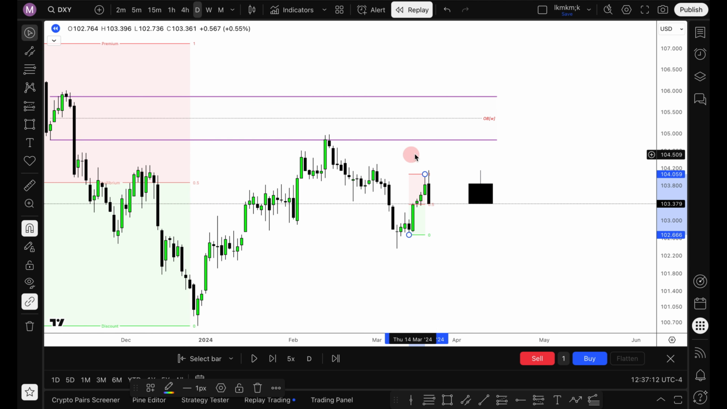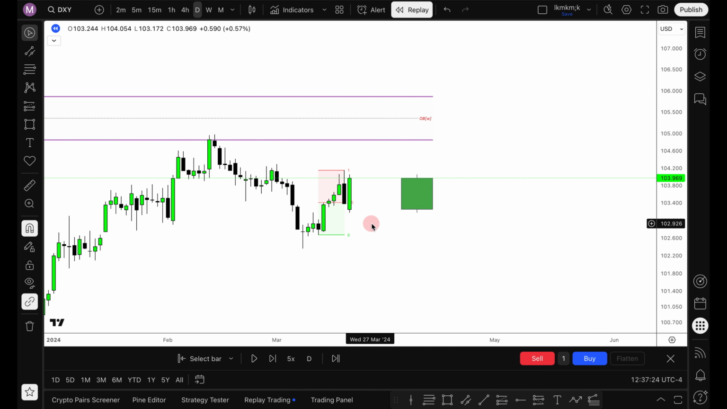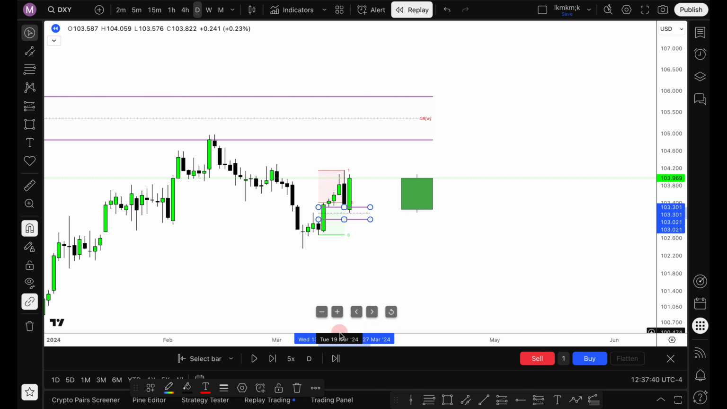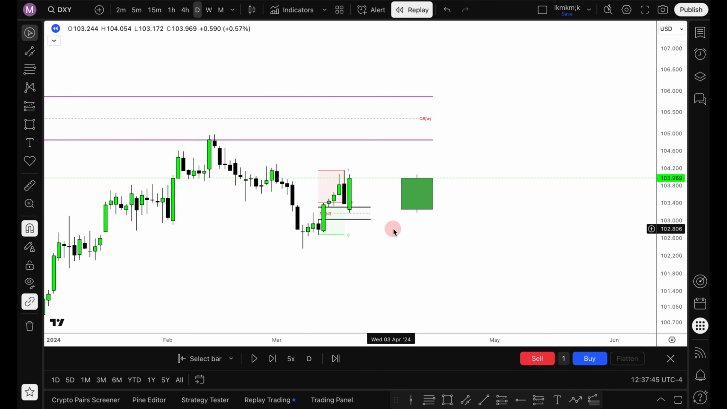Then we get a displacement to the downside, and then we get a displacement to the upside. So with this, in the discount area, we look for discount arrays. So we have a fair value gap from this candle's high to this candle's low. I'll just label that the daily fair value gap.